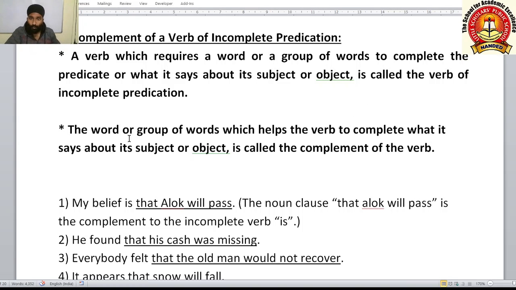Now, the word or group of words which helps the verb to complete what it says about its subject or object is called the complement of the verb. What the verb tells about its subject or object is completed by a group of words. So this group of words is called a complement. Now let us understand from the examples.